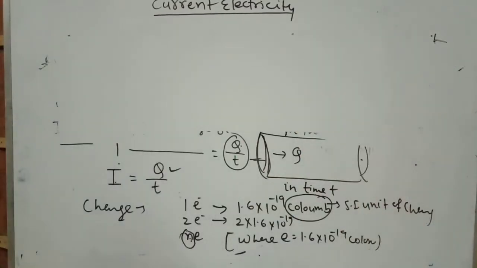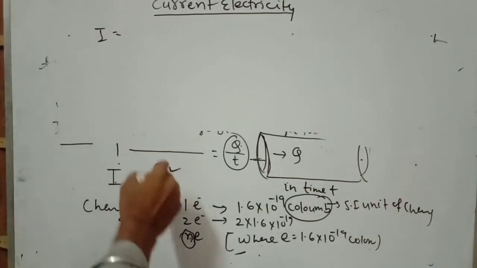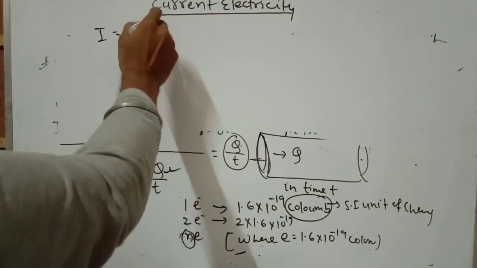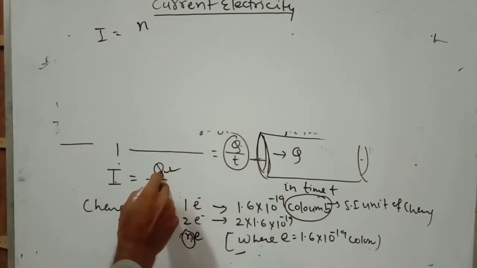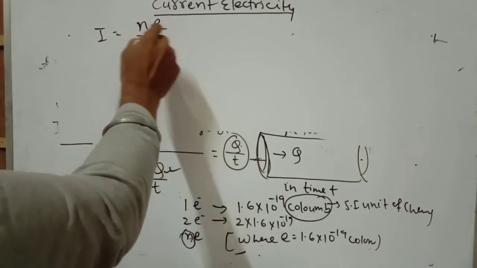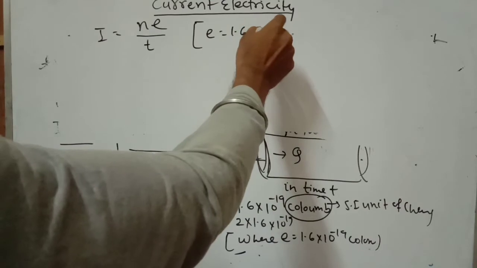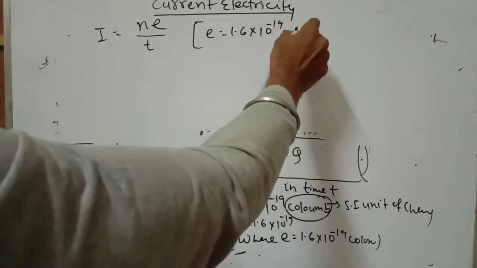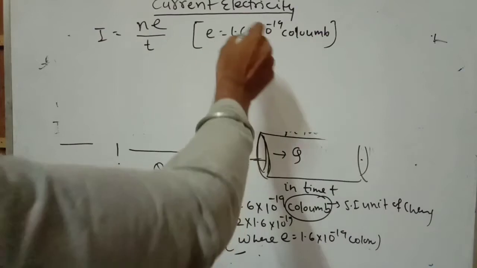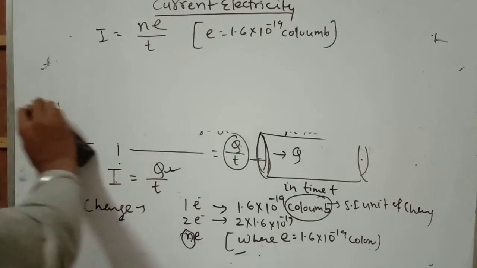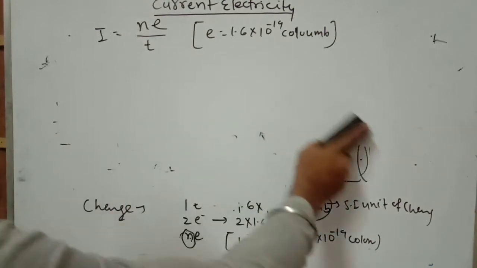After that you can write I. In place of the charge q, if n electrons pass through the conductor, you can write n into e by t, where e is 1.6 into 10 to the power minus 19 coulomb. We always take it in magnitude, so we write e equal to 1.6 into 10 to the power minus 19 coulomb. Is it clear?